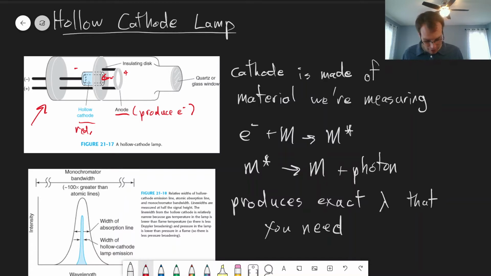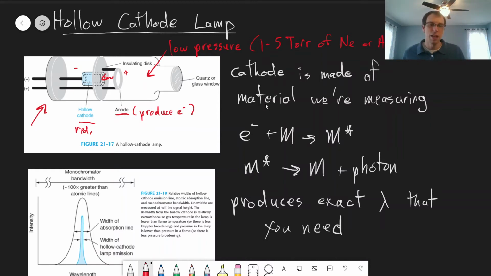Now, some other details about this that are relevant. We have a low pressure of gas inside of here, of some sort of inert gas. So something like 1 to 5 torr, whereas atmospheric pressure is about 760 torr, of something like neon or argon, something that won't react. We have a noble gas in there. And this whole thing is occurring at a much lower temperature than our flame.